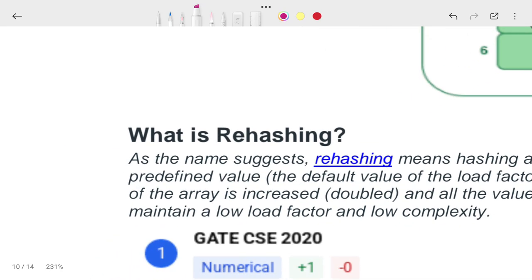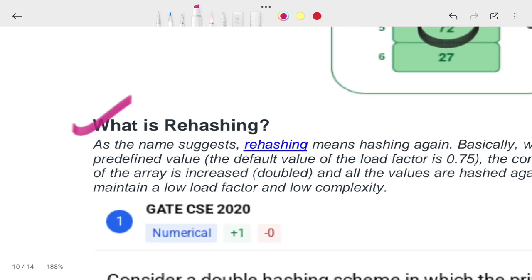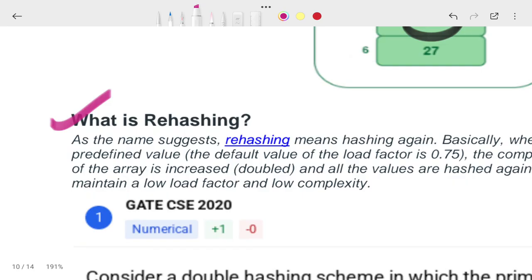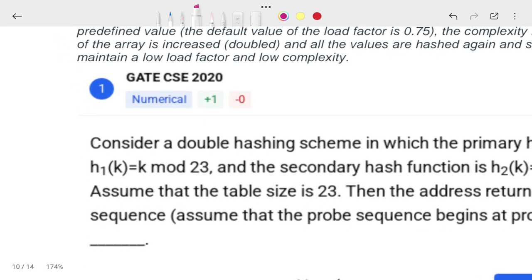What is the meaning of rehashing? Rehashing means, this is very simple, hashing again. Multiple time hashing means rehashing, if it is not possible. Now I will come to one question. It came in your GATE exam 2020.